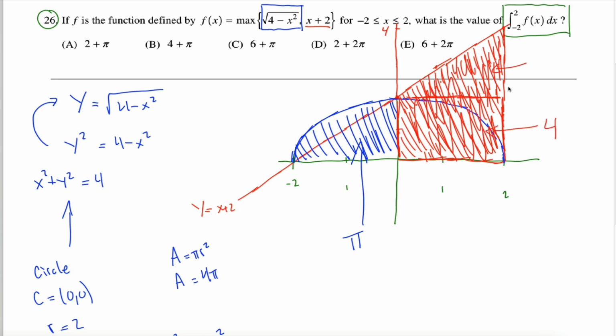This triangle up here has a base of 2 and a height of 2. 1/2 the base times the height tells me that this area is 2. The total shaded in area is pi plus 2 plus 4. In other words, pi plus 6. C is the correct answer.